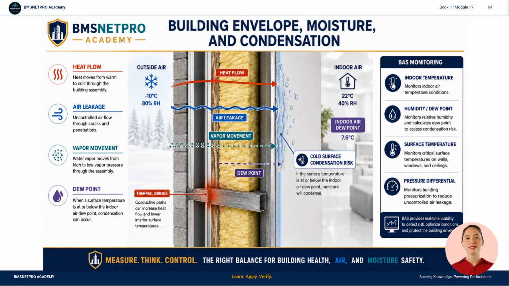Production notes. Use this as a full-screen teaching visual. The avatar should walk across the major paths and monitoring panel.